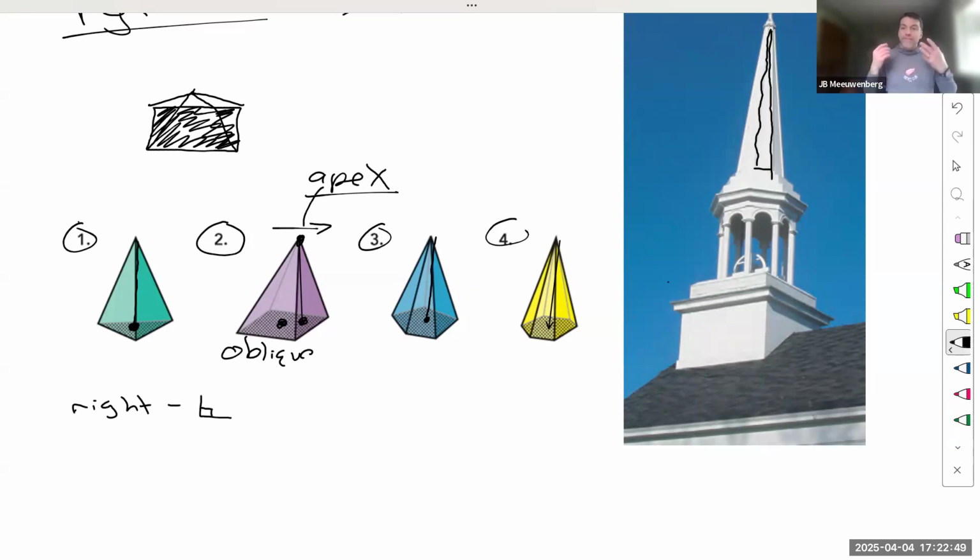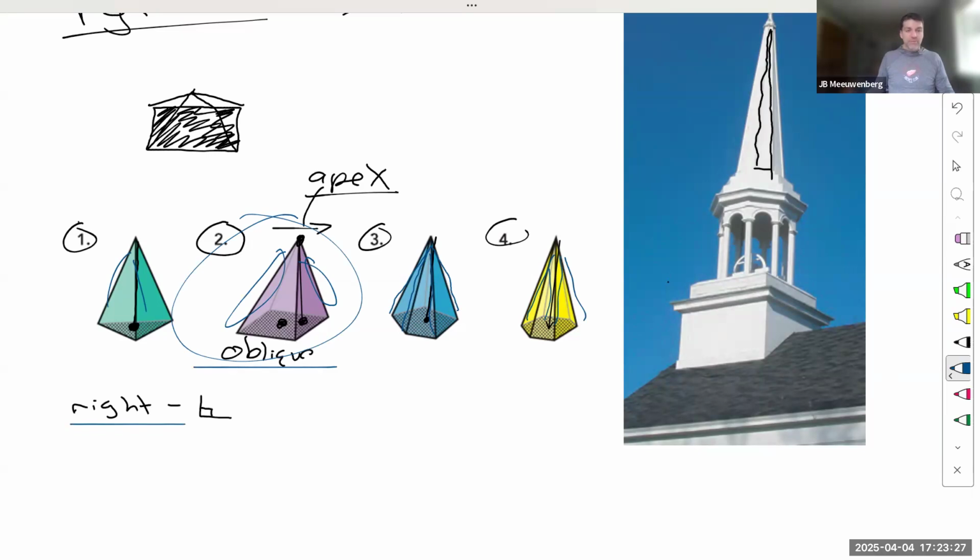Now, another feature of those right pyramids is that all of the sides are going to be isosceles triangles. So if you look at the sides of these, all of the lengths of the sides are equal in all of these other pyramids. But in this one, those sides are not equal. This side over here is longer than that side. Again, it's sort of shifted off to the side. So we have right pyramids and we have oblique pyramids.